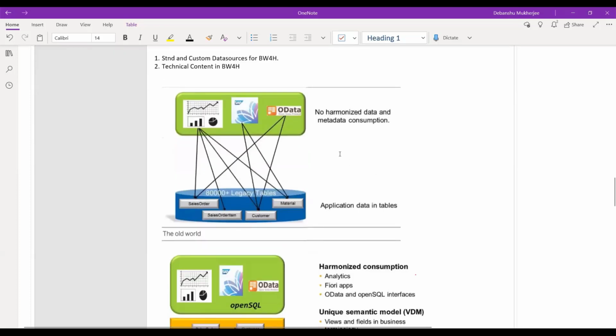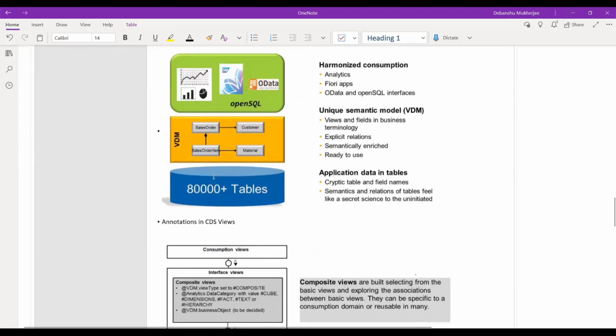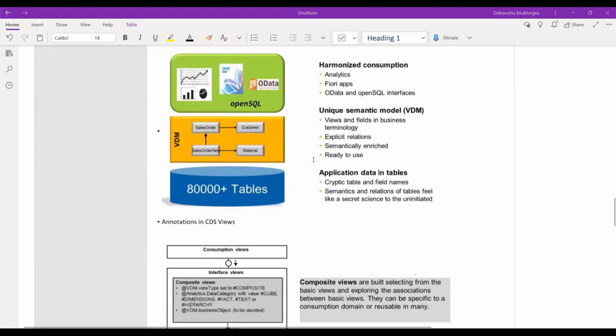So just a pictorial depiction, you can see that in the old world, we used to have all these tables in S4HANA and we used to create programs, Z programs, and use them in the front end. Now in the new world, on top of the tables, you will have CDS views, and that CDS view will be used in the front end. So that's the difference. Earlier, directly we used to use tables, but now there is a middle layer which is called CDS views, which will sit on top of the tables, and then CDS views will be used in your front end.